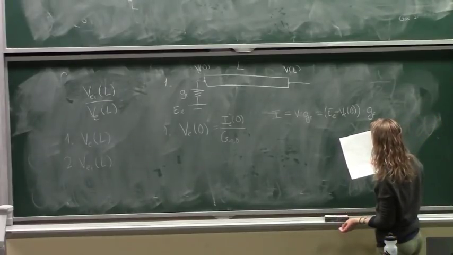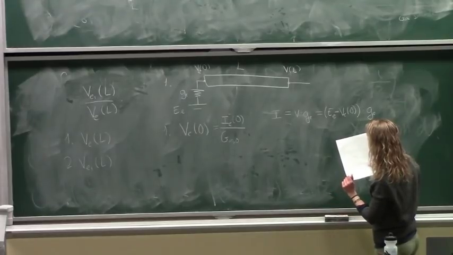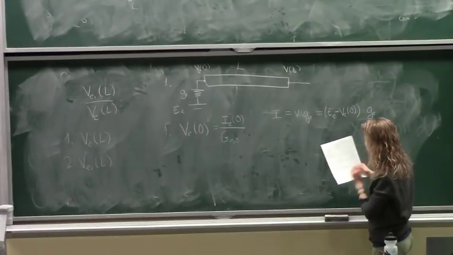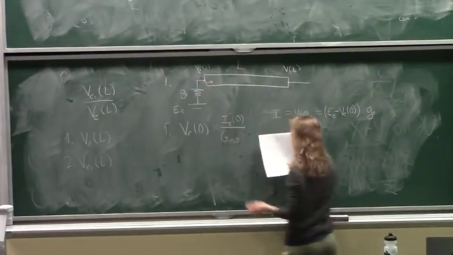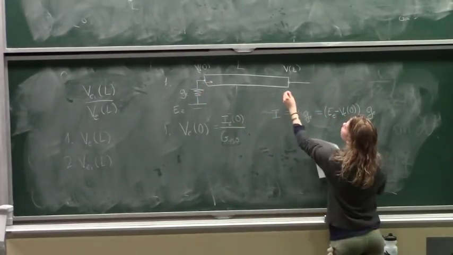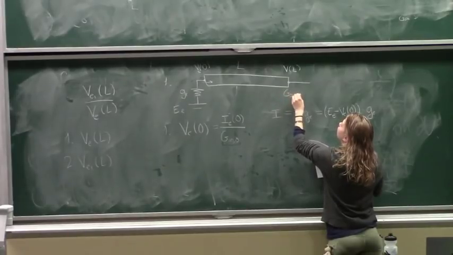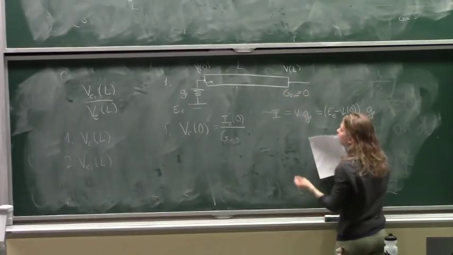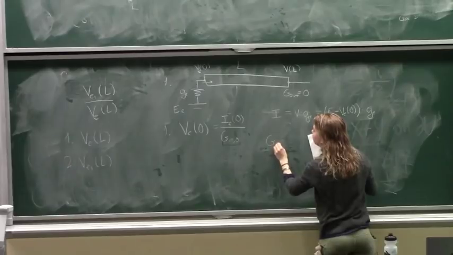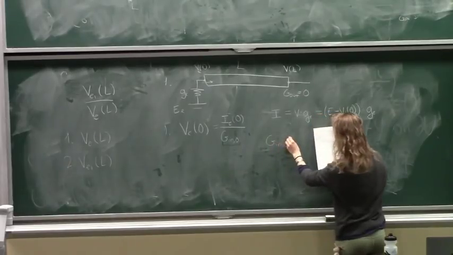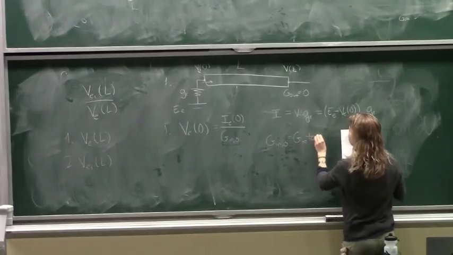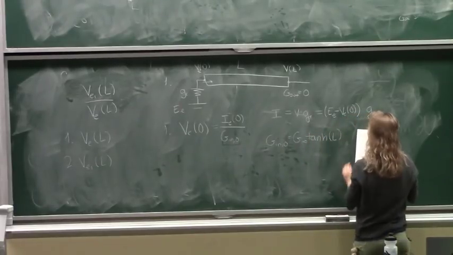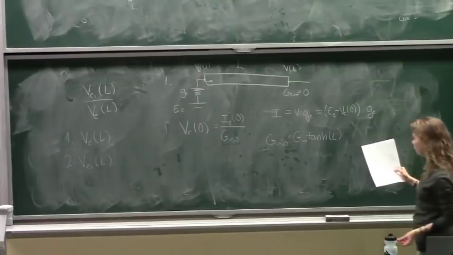Yeah. And then, we'll get back to that. G in of 0 is the input conductance here. And then we're given that G out is equal to 0. So using the relationship in the equation before, we have that G in of 0 is equal to G infinity times tanh L, since this is length L.